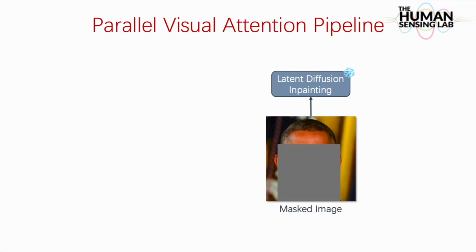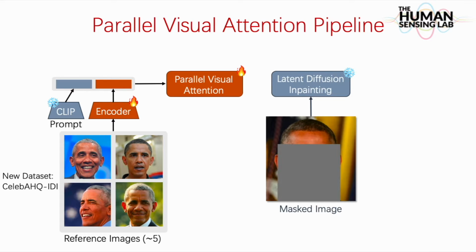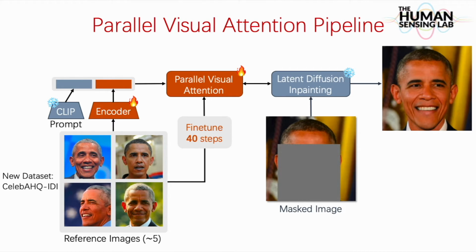Now we introduce our method, Parallel Visual Attention, or PVA for short. Our method is built on top of diffusion models. We take a pre-trained latent diffusion model as is, freezing its parameters throughout the training and inference. We only train PVA modules, which take the language prompt and several reference images as input, and interact with the diffusion model by cross-attention. For each new identity, PVA only needs to be fine-tuned for 40 steps, which costs less than 1 minute. With the help of PVA modules, the diffusion model is able to recreate the identity of the person.